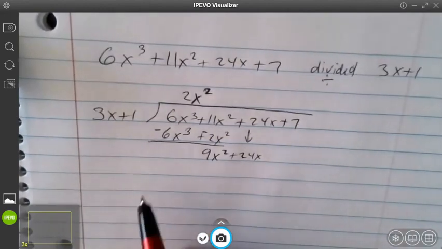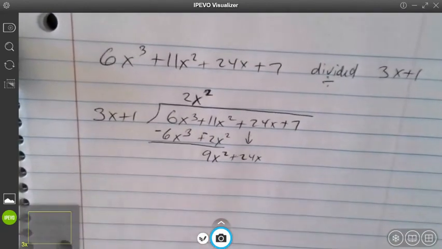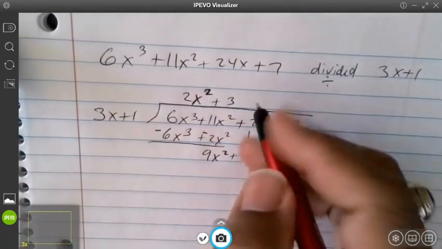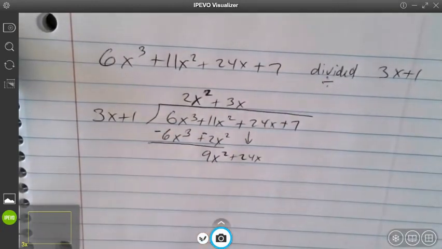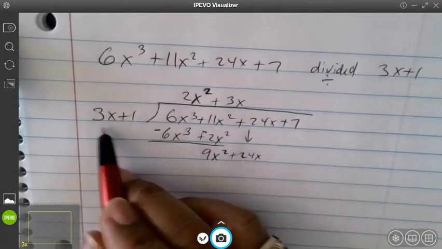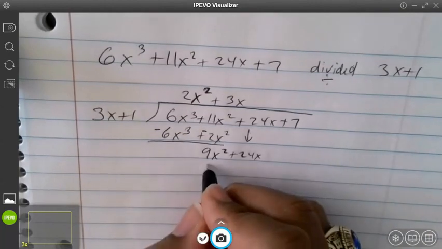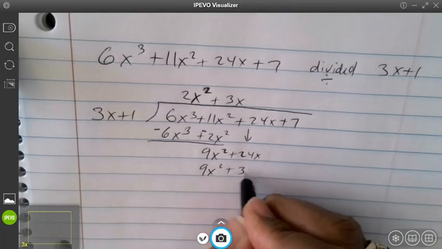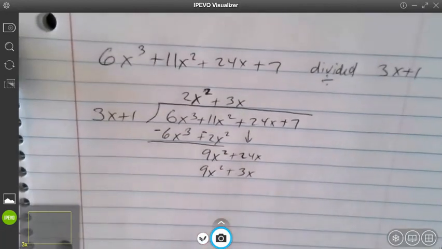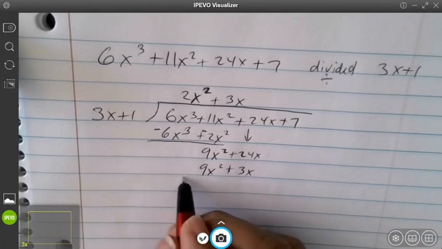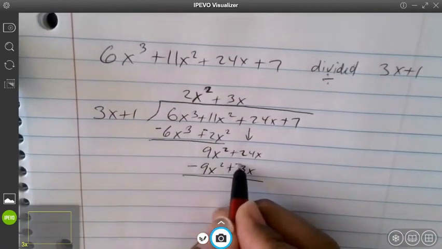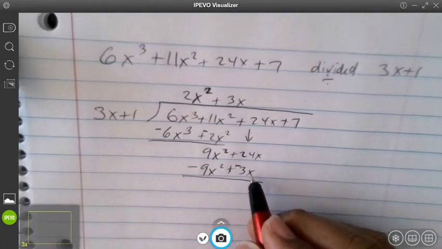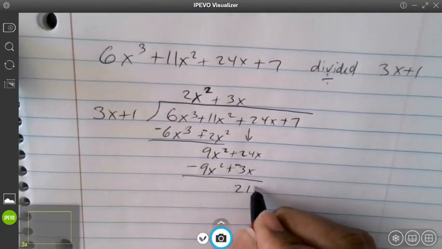Let's do the same thing. What times 3 will give you 9? That would be 3. Since it's positive, put plus. What times x gives you x squared? Would be x. So now let's take this 3x and multiply by both of these terms. 3x times 3x would be 9x squared, and 3x times 1 would be 3x. Remember, we now have to subtract, so I'm going to change the signs because those cancel out. 24x take away 3x would be 21x.